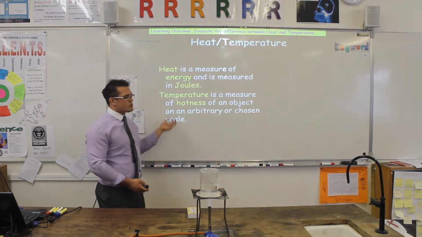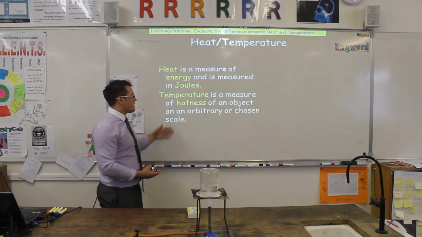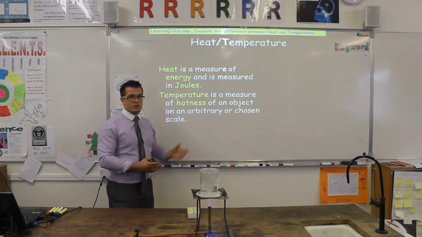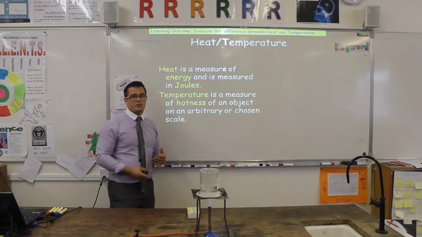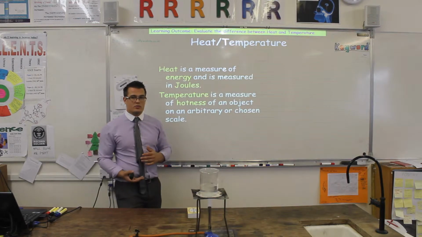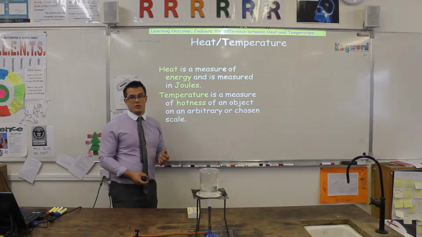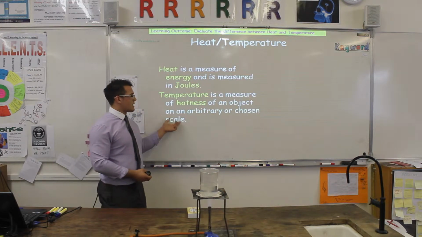Temperature is a measure of how hot an object is compared to a scale. Now that scale can be arbitrary. It can just be one thing is hot compared to another. So for example, ice cubes are hot compared to liquid nitrogen, but ice cubes are cold compared to a Bunsen burner. It can also be on a scale that we can choose.